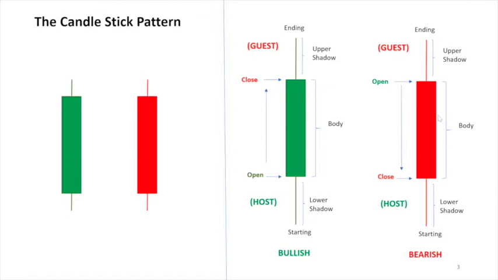Same thing goes for the bearish candle. The lower one will be the lower shadow, and the upper one will be the upper shadow. Okay, so this is the body, we call it the body.